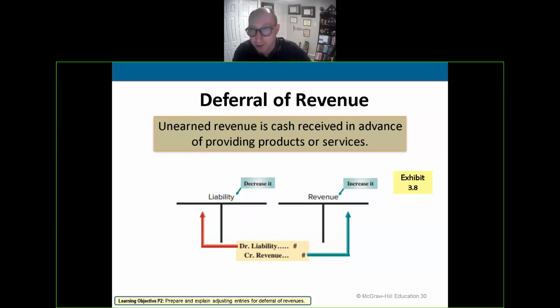The equation is still in balance. But the adjusting entry that they make at the end of each month is debit unearned revenue, credit revenue. That's the adjusting entry. Yeah, good conversation.